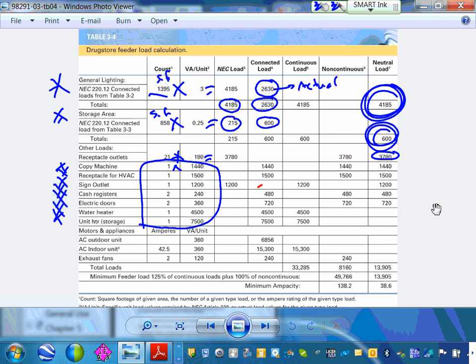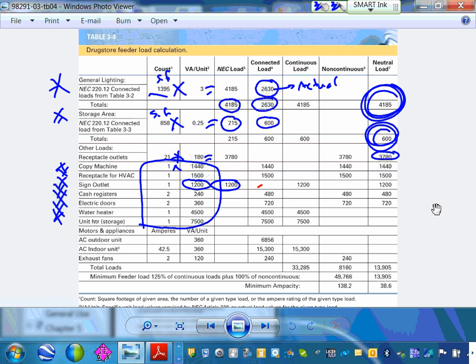The only one actually from the code is the 12. This one is from the code, right? NEC code. The rest, can you see? All of them are from the owner. The owner is telling you these are the equipment I'm going to put there, and these are the voltage. So you add them all up, and you put them in here. Unit heater, water heater, unit heater storage.